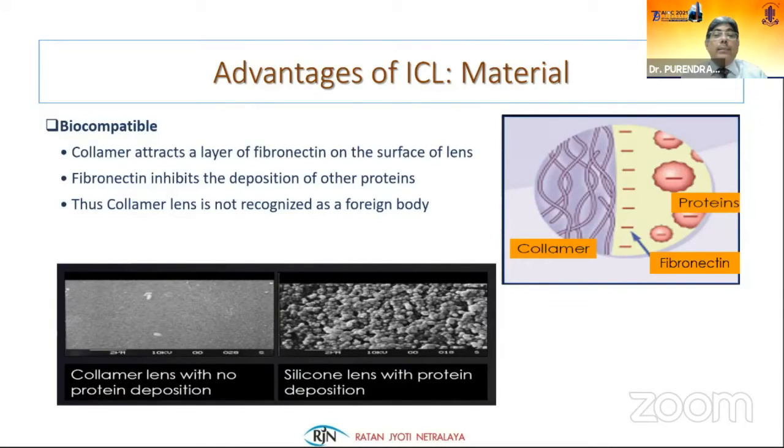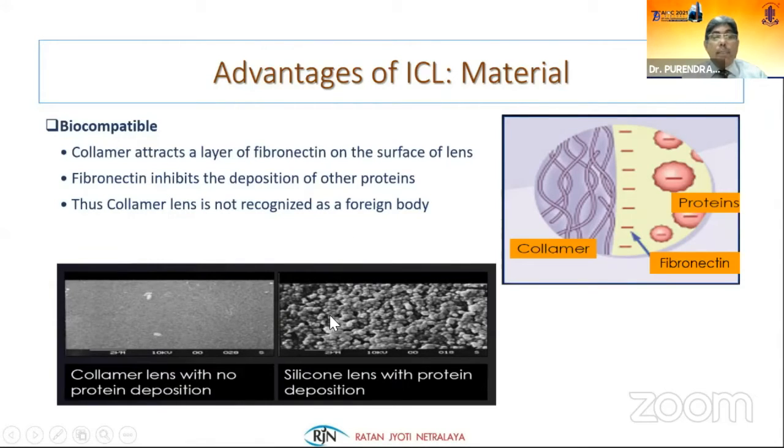Advantages of the ICL are that the material is very biocompatible. Collamer attracts a layer of fibronectin. As you can see in the middle, in the right picture, there is a layer of fibronectin, and this is a collamer material. So it repels all the proteins. That's why the fibronectin inhibits the deposition of other proteins, and the proteins are not deposited. Thus, the collamer lens is not recognized as a foreign body.